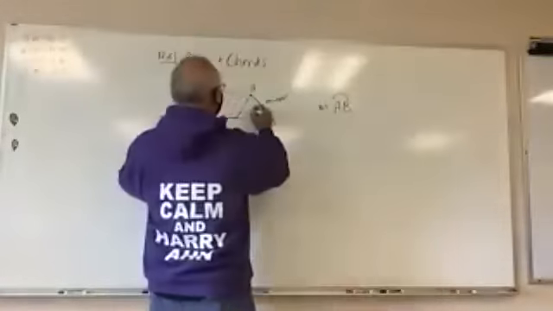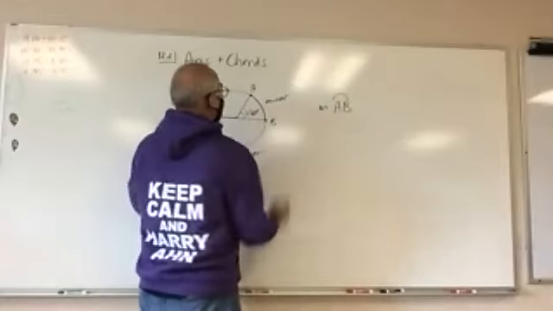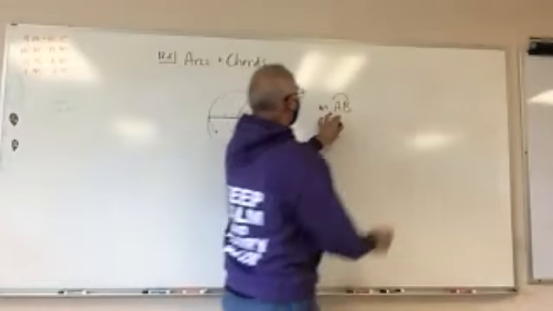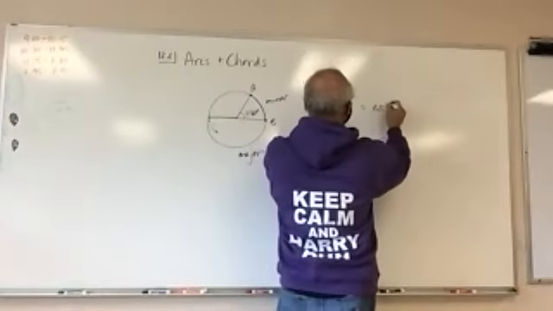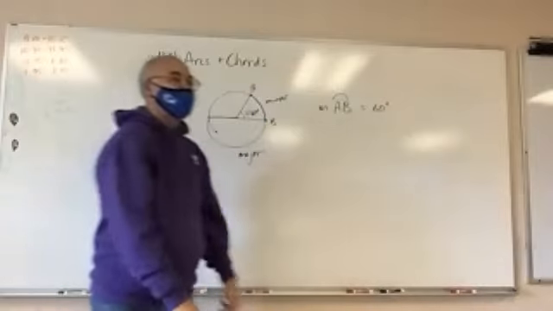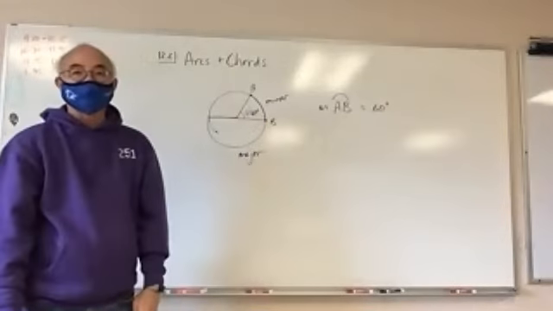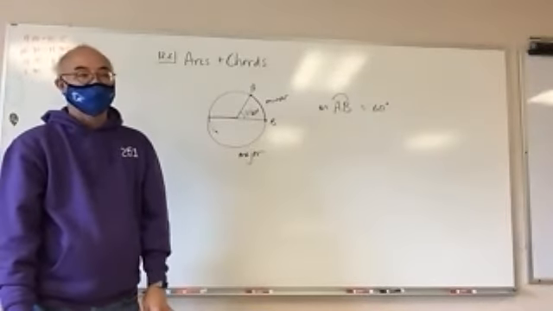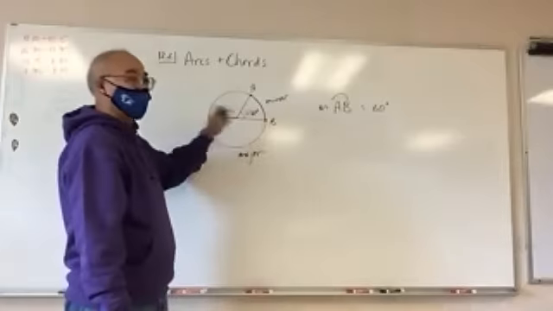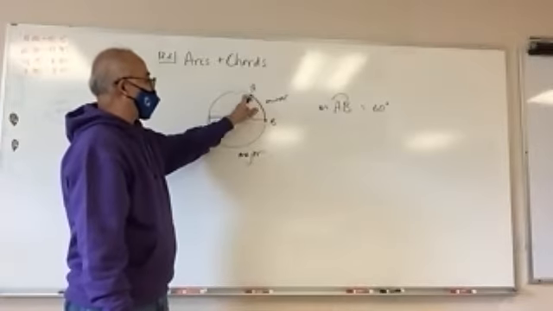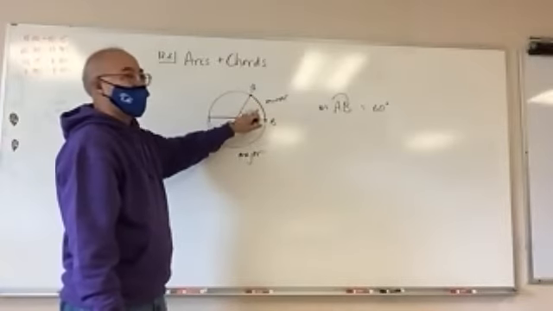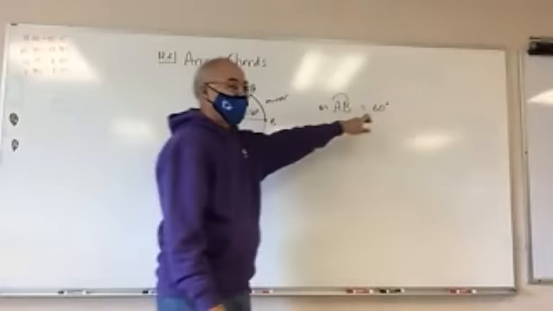So if this angle was 60 degrees, your minor arc is going to be 60 degrees. It is the same as the central angle, and this is the central angle here. The arc length is the same as the angle.